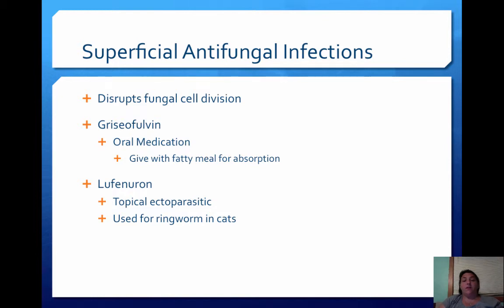So then the last one that we're going to talk about are superficial antifungal infections, and these disrupt fungal cell division. And even though we're thinking like superficial, so things like ringworm, we use an oral medication called griseofulvin. This can be given to cats with ringworm, especially ringworm that's not responding to other treatments. It needs to be given with a fatty meal because that is the best way it absorbs into the body.